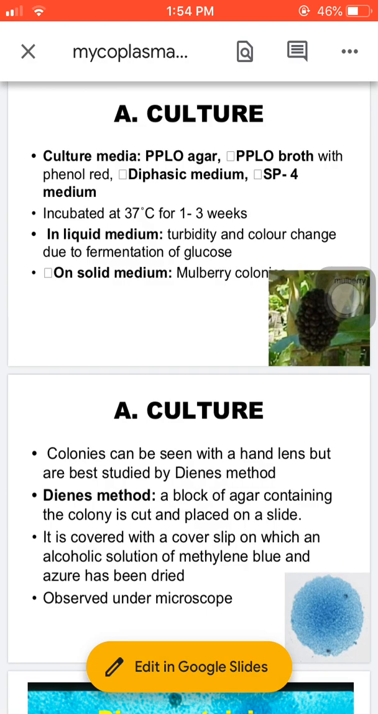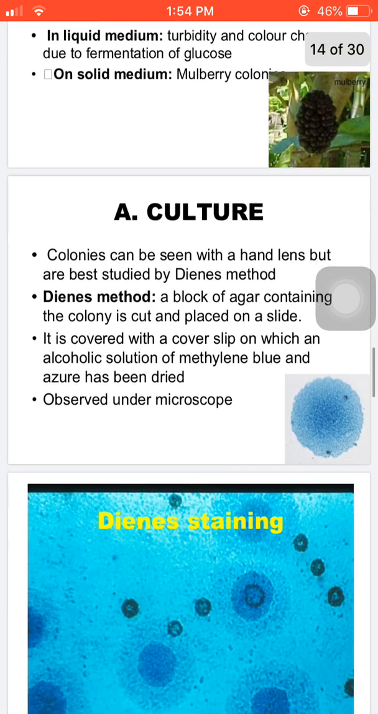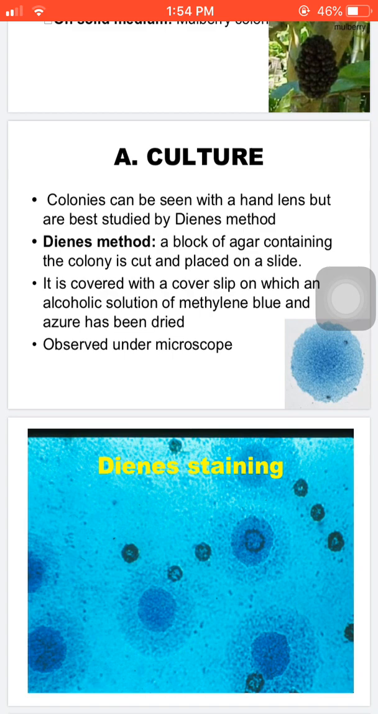And then on the solid media, how do the colonies appear? They appear like mulberry. You can see in the picture how the mulberry looks, and the colony also appears the same. These colonies are very small, just 200 to 500 micrometers. It's very difficult to see with the naked eye. We have to use a microscope, or we can see through Dienes' method. Don't confuse this Dienes' method with Dienes' phenomenon, which you have heard in Proteus infection. It's different from the Dienes' phenomenon.